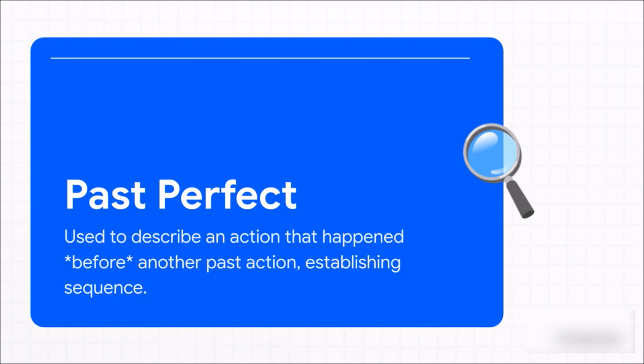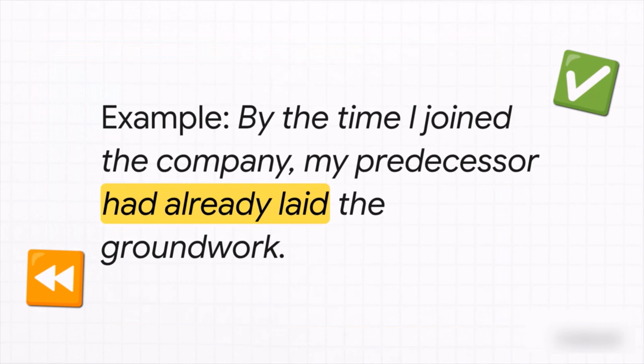You use this to talk about an action that happened before another past action. It's all about making the sequence of events totally clear. For instance, by the time I joined the company, my predecessor had already laid the groundwork. See, you've got two past events, joining the company and the predecessor doing their work. The past perfect, that had already laid, makes it crystal clear which one happened first. This is the key to not having a confusing timeline.